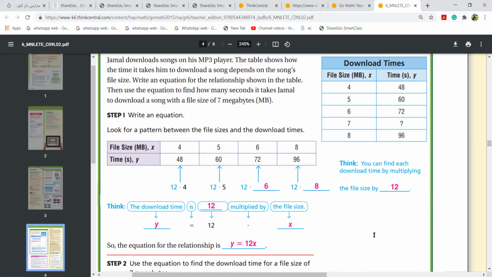Why did I multiply with 12? Because I see in the answer everything is multiplied by 12. By looking at this, you know that these are multiples of 12. 12 times 4, 12 times 5, 12 times 6, 12 times 7, 12 times 8. So all is 12 times x, equal to y. That's why my equation is y equals 12x.